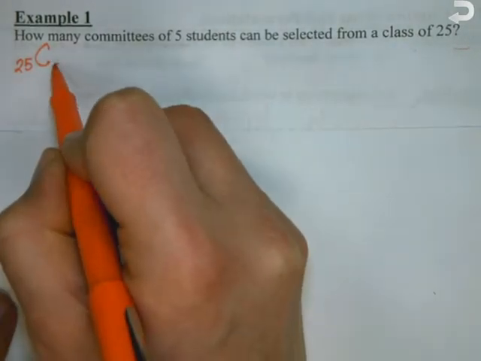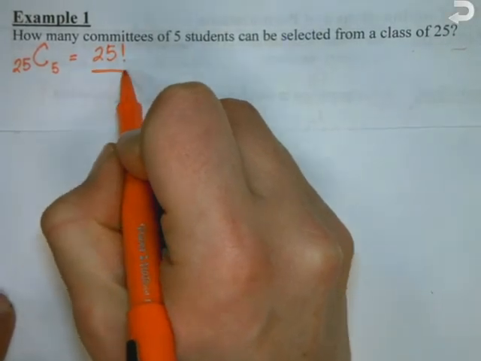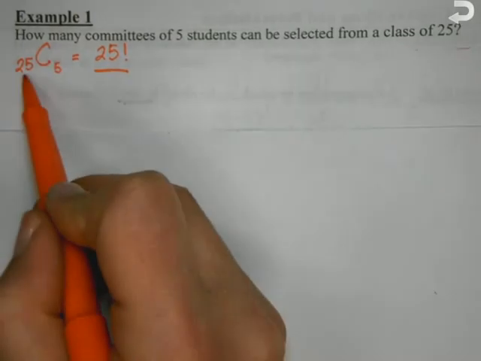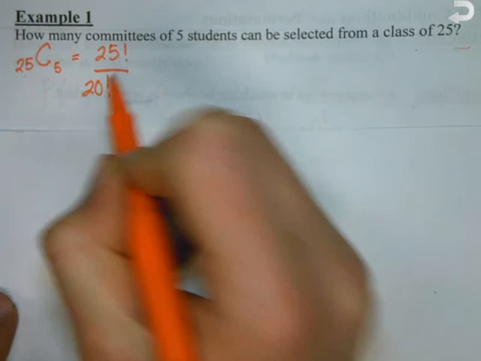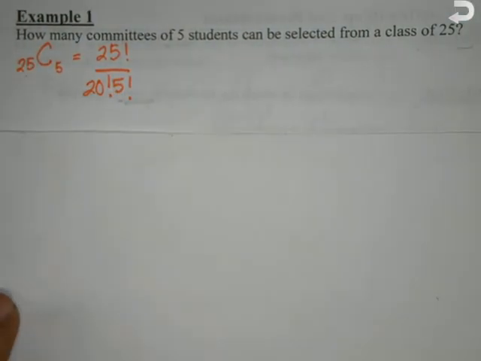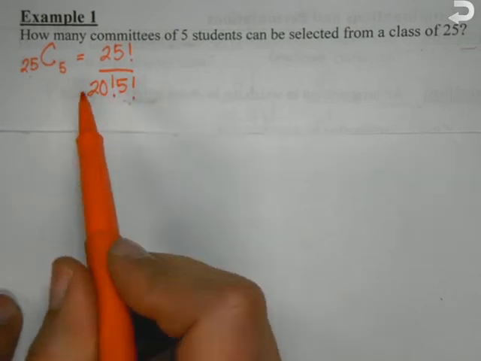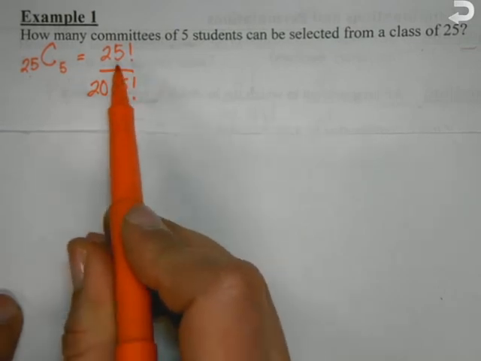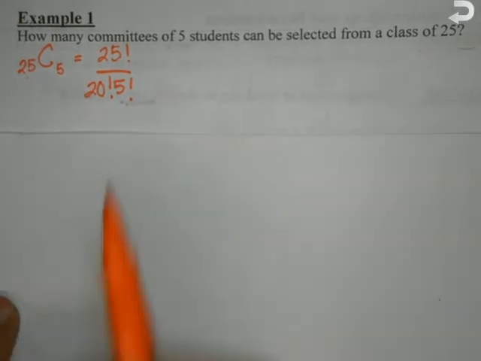That's 25 factorial over 25 minus 5, which gives me 20 factorial times 5 factorial. Remember, the denominator should add up to what the numerator is. So 20 plus 5 gives me 25. A whole bunch of stuff cancels here, which is really going to help us. That 20 factorial is all going to cancel out. So what would we be left with on top?